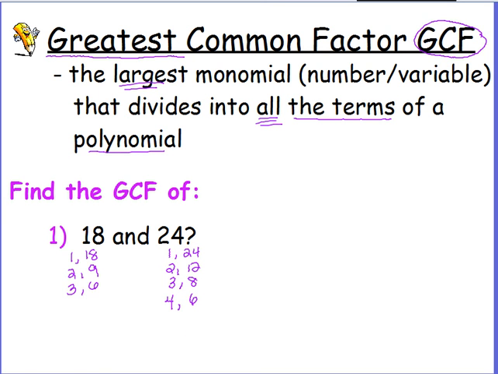The greatest common factor is the largest factor that they have in common. So the largest number that they both have in common as a factor is 6. So the GCF would be 6.